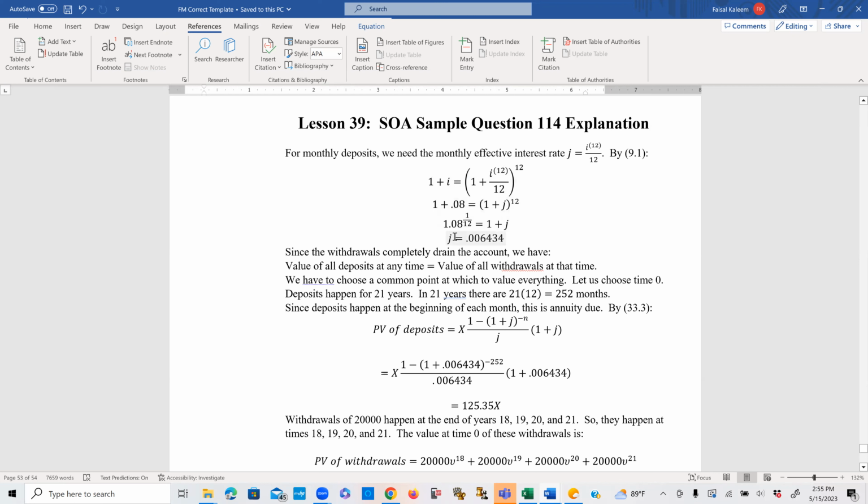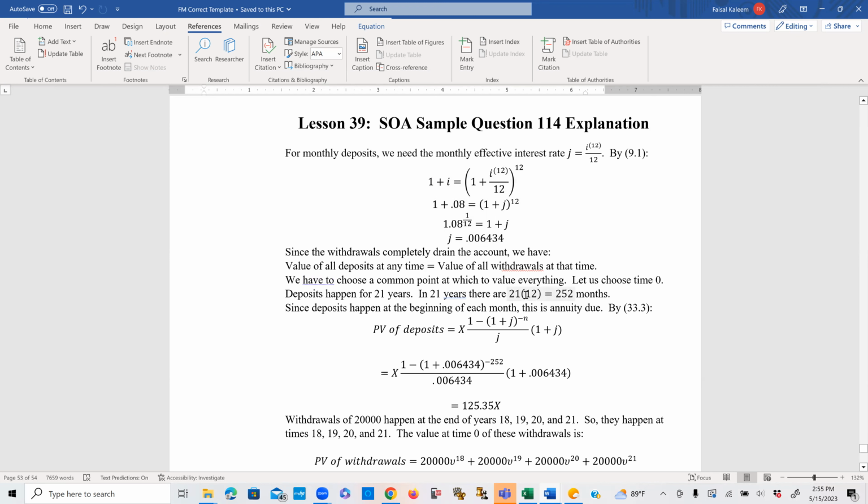So it's the same monthly effective rate, j. And the withdrawals completely drain the account, so the value of deposits at any time equals the value of withdrawals at that time. Again, we'll take time zero to be the common time. And deposits happen for 21 years.